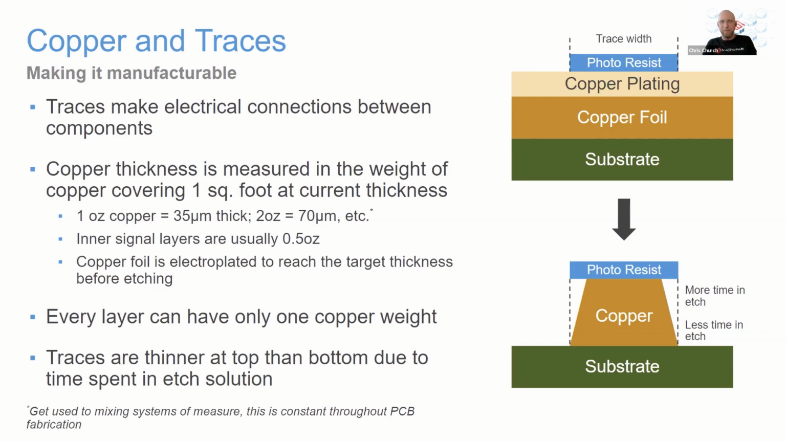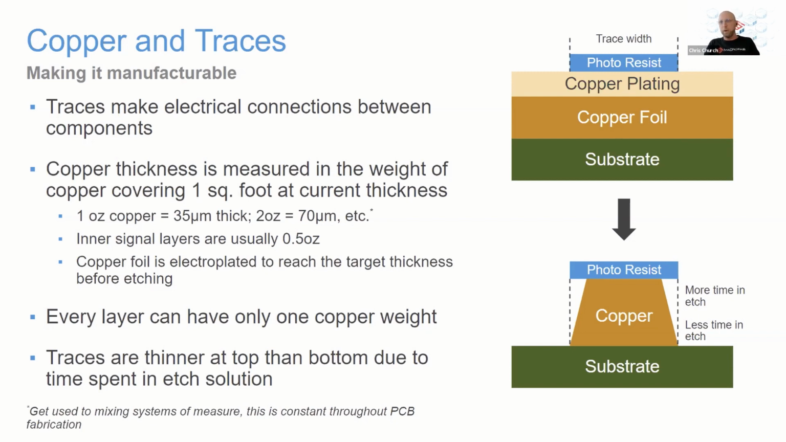And so our trace width is not the same the entire way. This is why some of these rules, which we'll talk about later, like minimum trace width and minimum trace spacing, are so important. Because the smaller you go, the thinner that tip of the trace gets, and the less actual copper material you have.